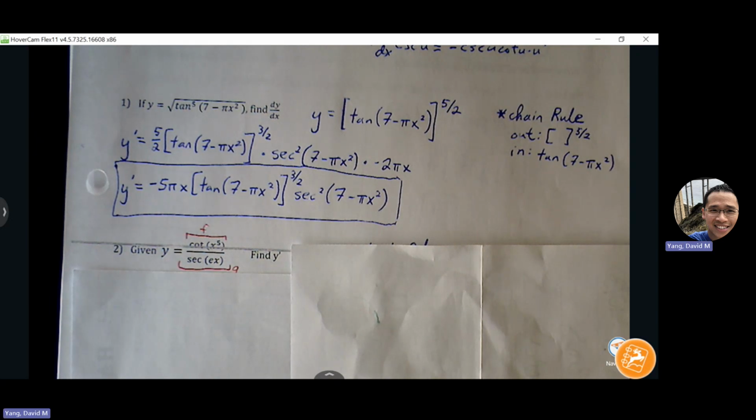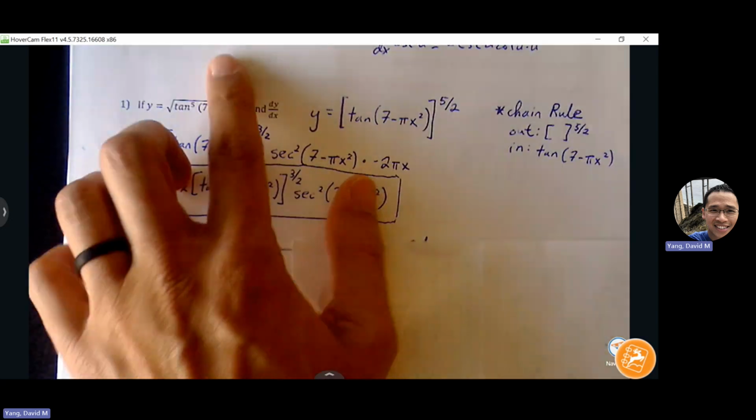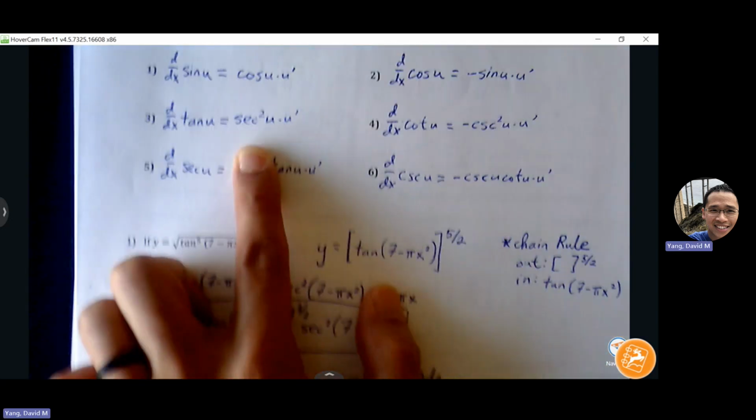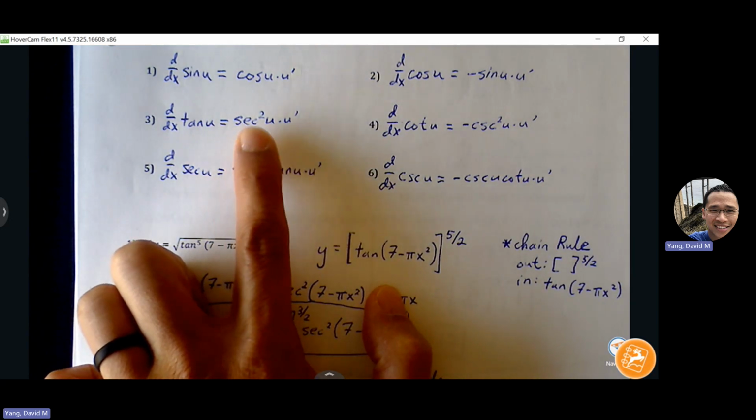Where does secant come from? So tangent's derivative is secant squared u times u prime. So we just look at the rule above here. Tangent of u becomes secant squared u.